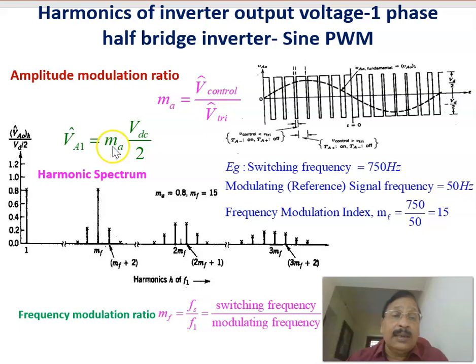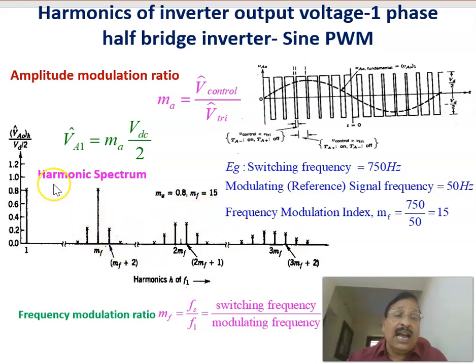Coming to MF, the frequency modulation index: assume the triangular switching frequency equals 750 Hz, and the reference or modulating signal frequency equals 50 Hz. Then, as per the definition, the frequency modulation index is the switching frequency 750 divided by the modulating signal frequency 50, which is equal to 15. Take MF equal to 15 as an example.